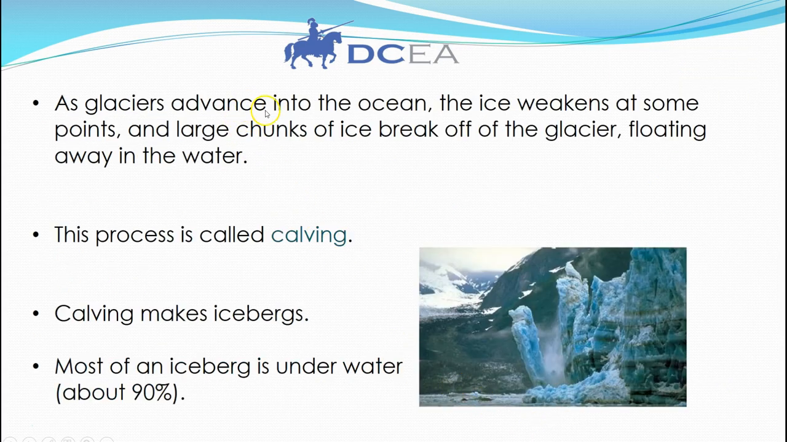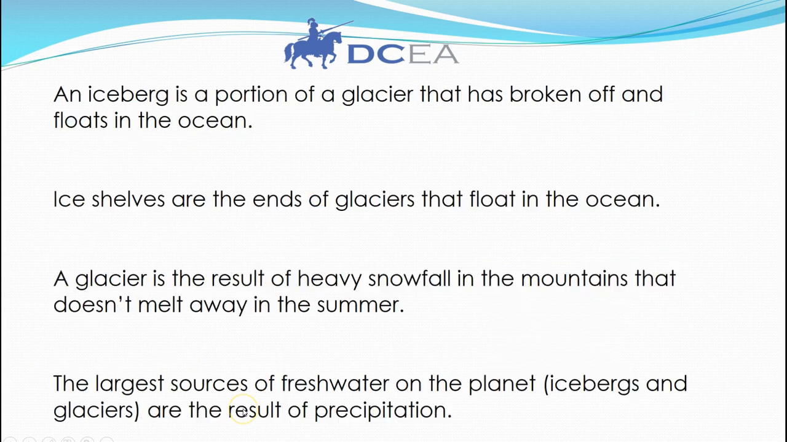As glaciers advance into the ocean, the ice weakens at some points, and large chunks of ice break off of the glacier, floating away in the water. Take a look at this picture. You can see this chunk coming off of the glacier, and you can see another one getting ready to do so. This process is called calving. Calving makes icebergs. Most of an iceberg is underwater, about 90% of it, so we only see 10% on the top. This is why they're very dangerous. Ships can run into icebergs easily.